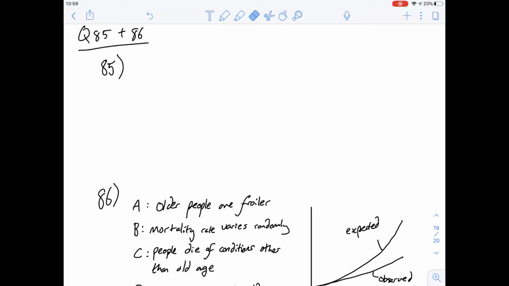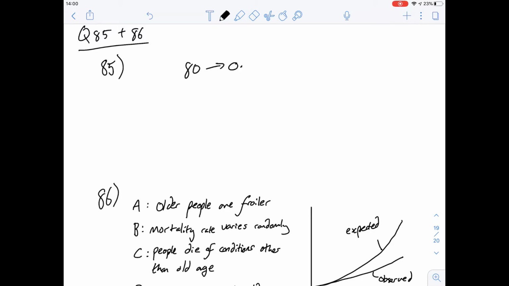Question 85 says, suppose that Gompertz's law applied to the data in the figure from age 80, when the mortality rate was 0.1, with the probability of a human dying in a particular year doubling every 5 years. Which of the following is closest to the probability of a 95-year-old person dying before the age of 96?